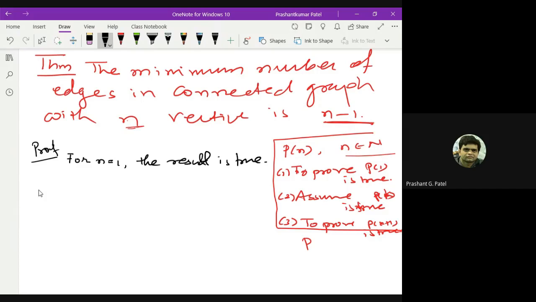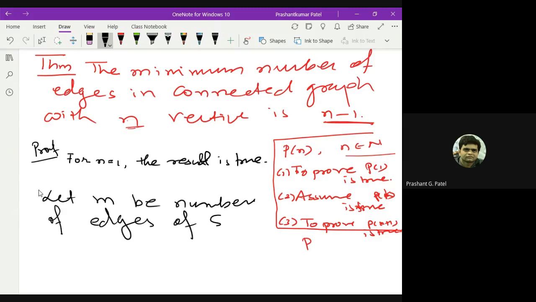Second step, you have to assume the result is true for Pk. So let's say, let m be the number of edges of such a graph.